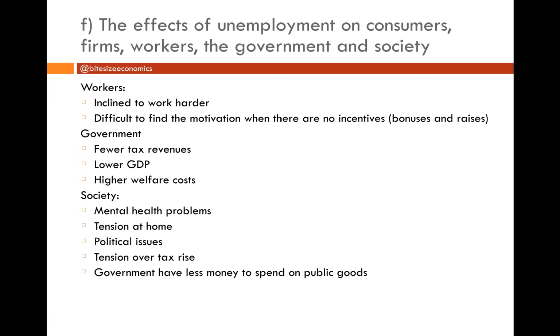And the government have less money to spend on public goods because they're now directing more spending at welfare costs, so they don't have as much to spend on street lights and roads and infrastructure.